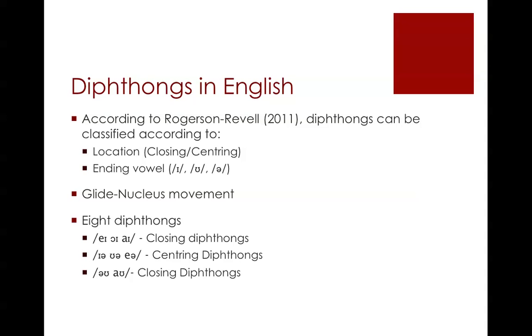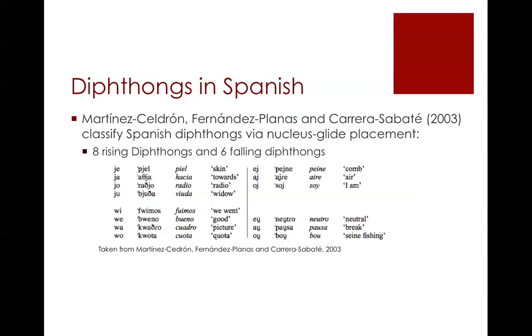Diphthongs in English can be classified mostly according to their ending vowel, having a glide nucleus movement. In English we have 8 diphthongs that can be classified according to whether they end in an I, in an E, a schwa, or a U. 3 ending in an I, 3 ending in a schwa, and 2 ending in a U.